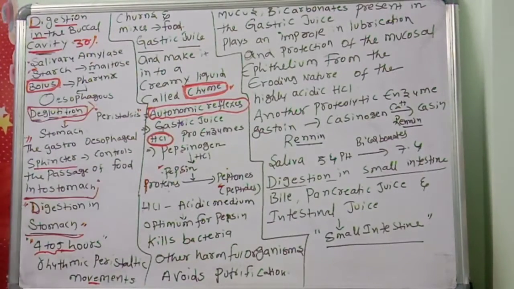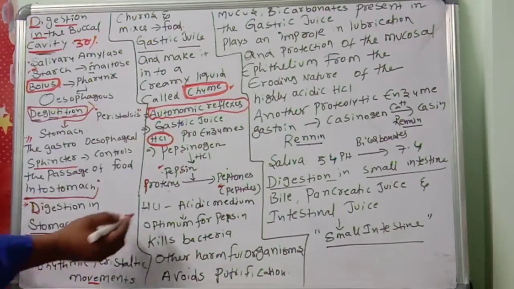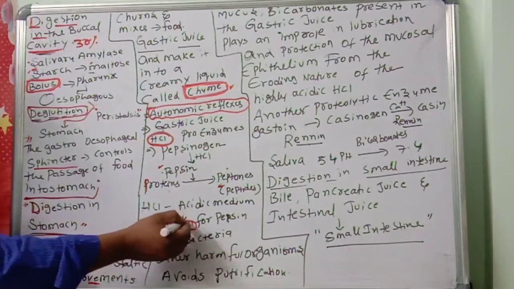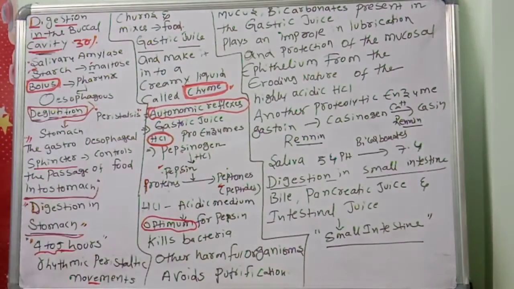Very important. Next, HCl is the very important acidic medium which is optimum. Optimum means what? A very good atmosphere in that particular area where the pepsin enzyme will be activated. So HCl is optimum for the pepsin.